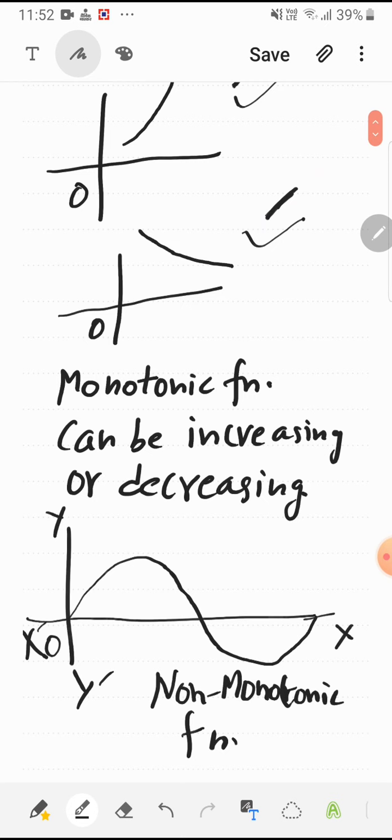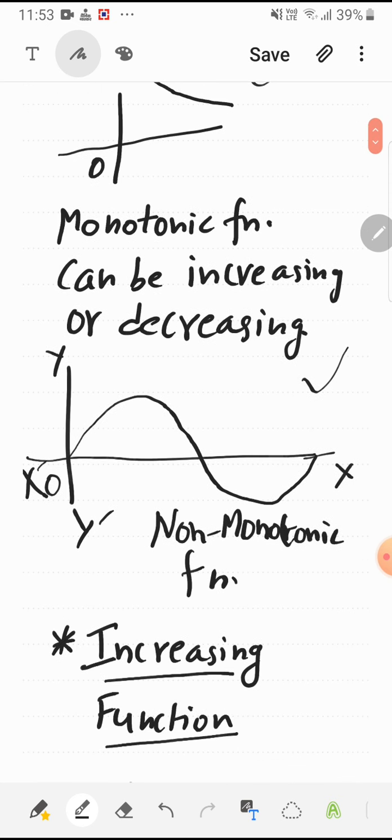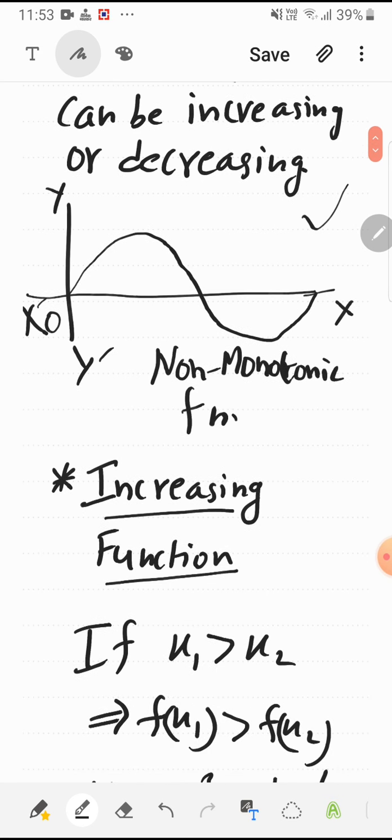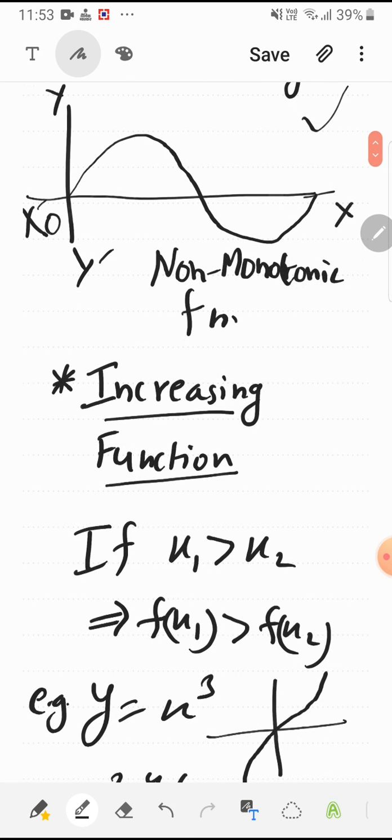Now this graph is of a non-monotonic function. This is increasing as well as decreasing, so we say this does not have a uniform trend. Now what is an increasing function? By definition we say if we put a higher value of x and we get a higher value of y, that means if x1 is greater than x2, then f of x1 is greater than f of x2. That means when we put higher values of x, we get higher values of f of x.